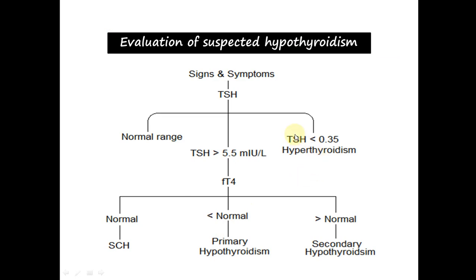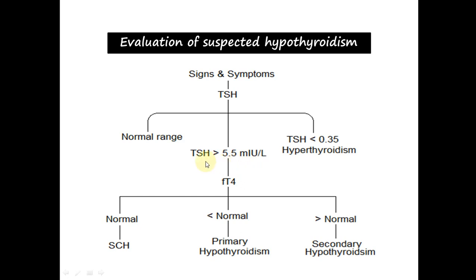Now, if we suspect that a person is suffering from hypothyroidism, we will do measurement of the TSH, thyroid stimulating hormone. If it is normal, nothing more to do. But if it is below the defined range, this indicates hyperthyroidism, and we will go in that line. But if it is more than 5.5 milli-international units, then this is hypothyroidism.